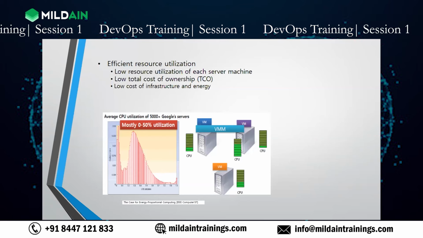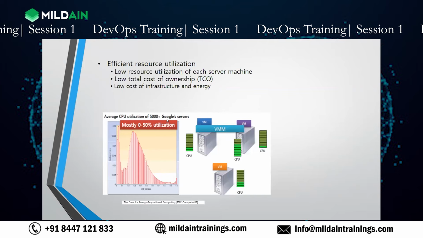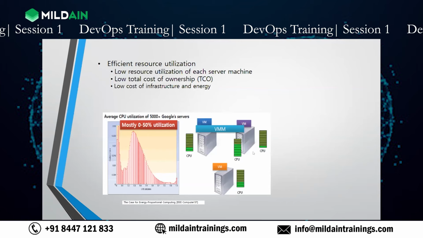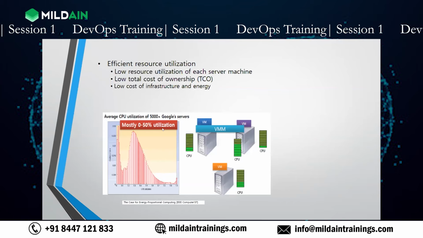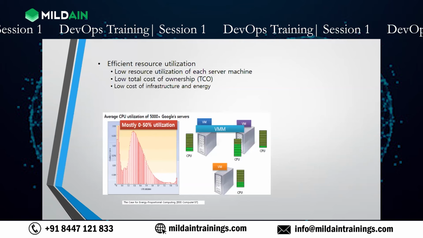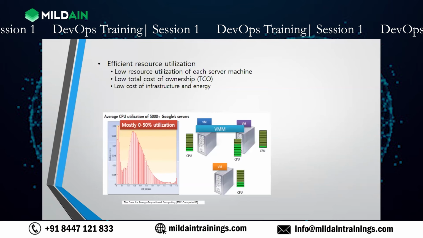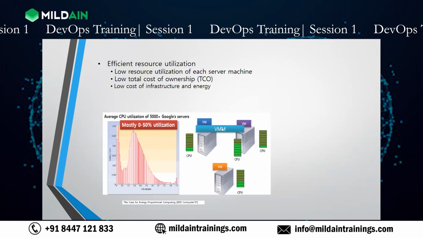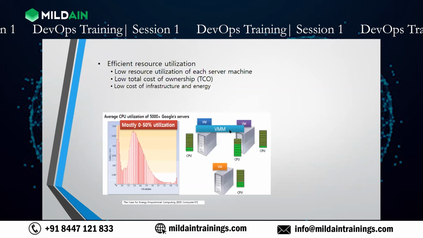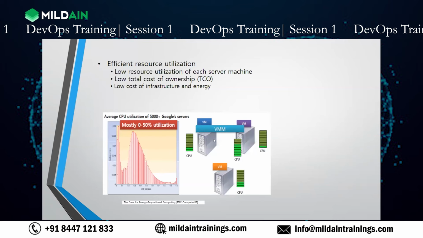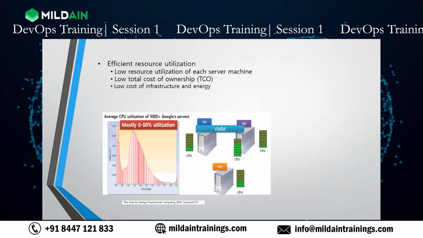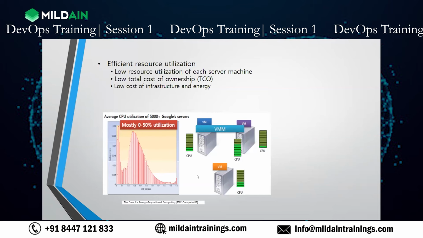If you see this figure, there are 5,000 plus Google servers with CPUs, VMs, and so on. Mostly 0 to 50% utilization is being done. This is a case study for energy proportional computing. Here we have the VMs, and the hypervisor, the virtual machine monitor, monitors these VMs. Once the VMs are not required, we can terminate or kill them. So it also saves cost, and we work with complete cost optimization.